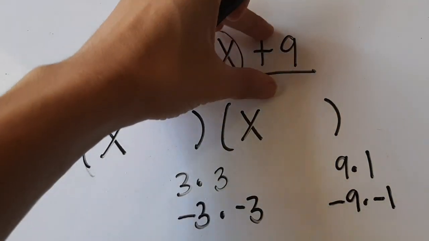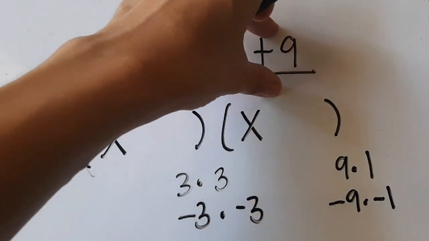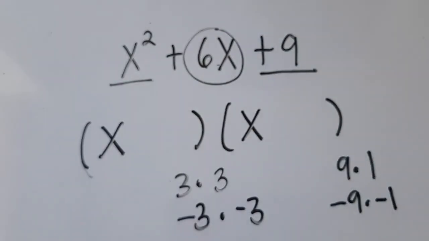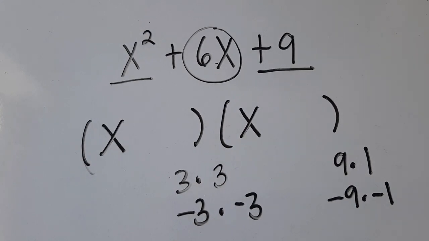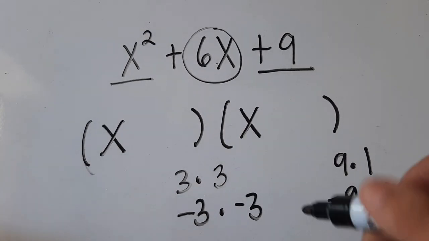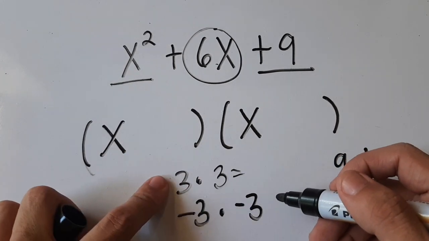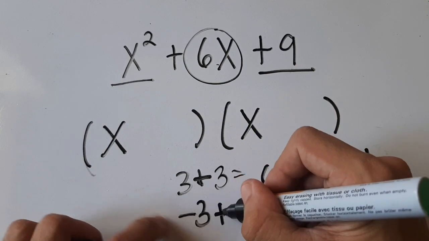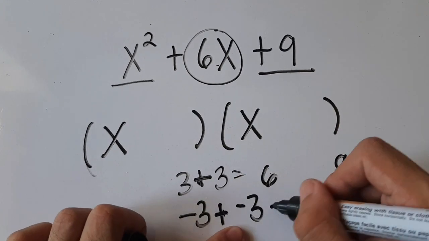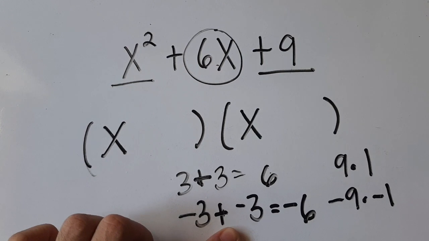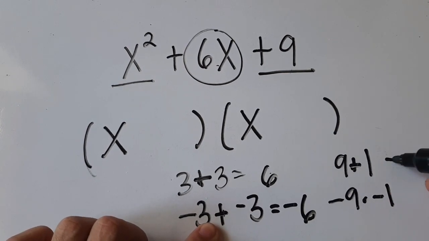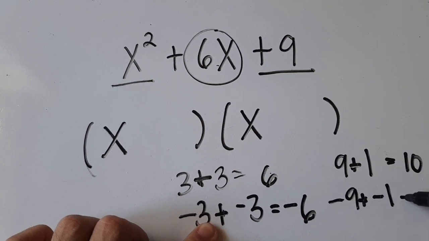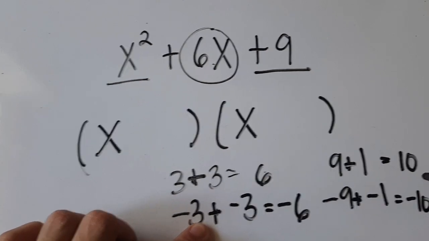So, kung kanina hinanap natin yung product ng dalawang number na ang sagot is positive 9, dito naman ay yung sum niya, ang makukuha nating sagot is positive 6. Or the numerical coefficient, which is the 6. So, we have 3. Pag pinlas natin kay 3, the answer naman is 6. So, we have negative 3 plus negative 3. The answer is negative 6. Here naman, 9 plus 1, the answer is 10. Dito naman is negative 9 plus negative 1. The answer is negative 10.